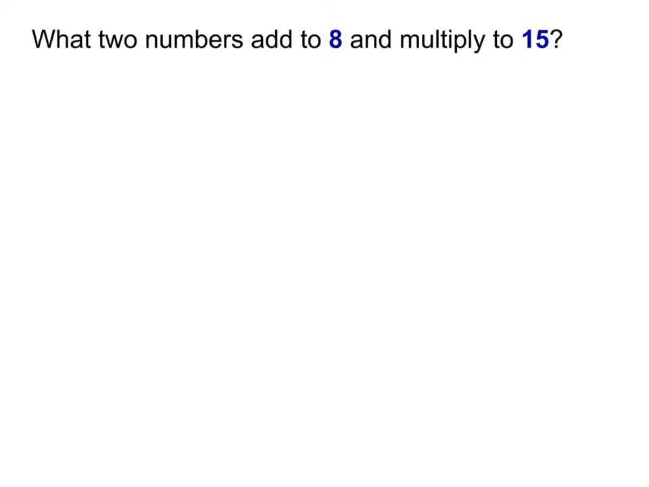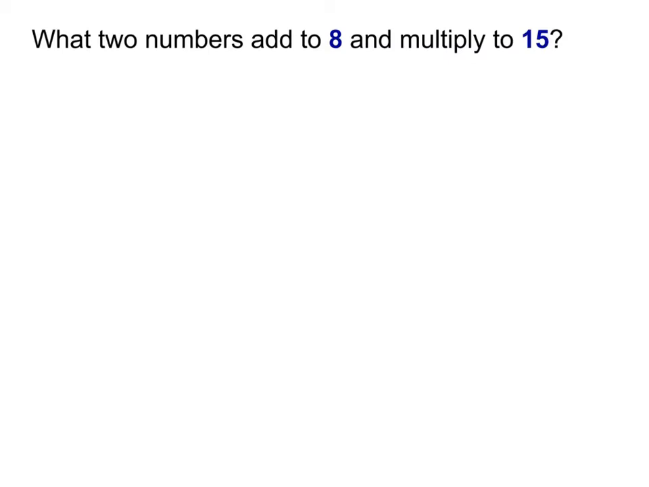In this problem, we're asked to figure out what two numbers add to 8 and multiply to 15. Now, this first one may be very simple. You might be able to look at it right away and tell what it is, but I want to talk a little strategy for these that'll work for later ones that get tougher.